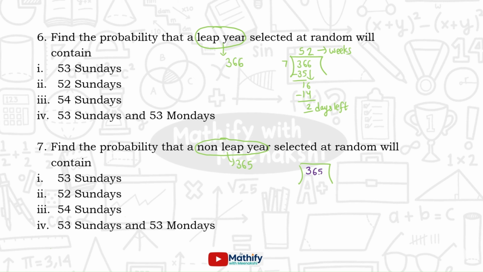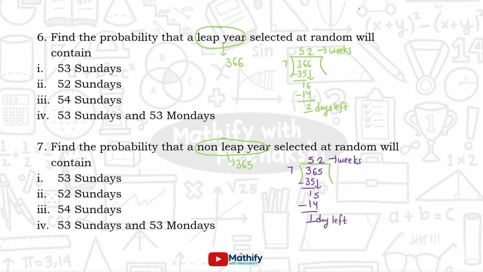365 divided by 7. Again, 5 sevens are 35, remainder 1. You will carry 5. It's 214. That means we get 52 complete weeks, but 1 day is left.